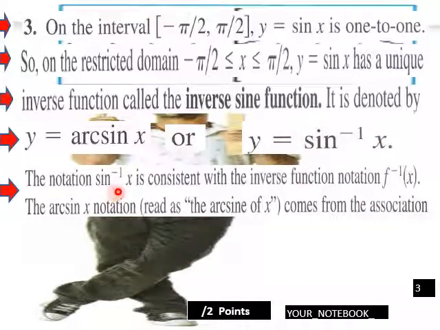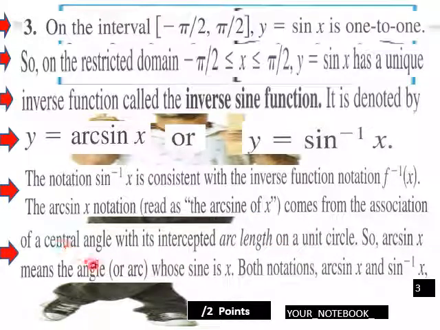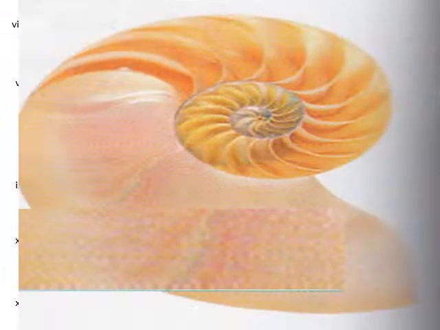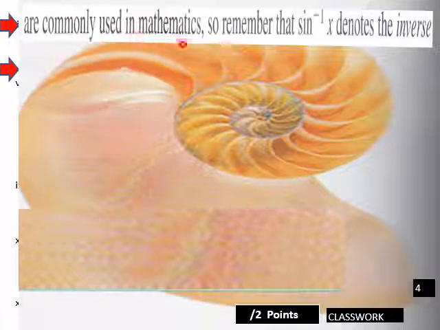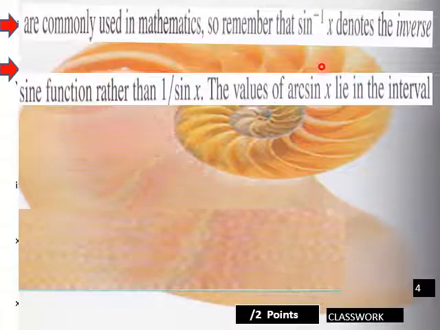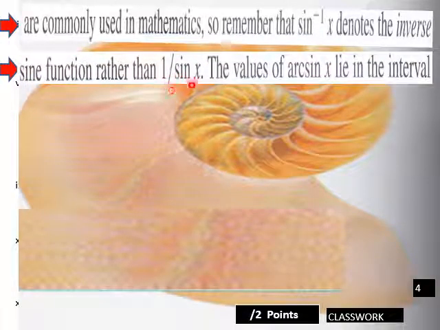The notation sine to the negative 1 of x is consistent with the inverse function notation f to the negative 1 of x. The arcsine x notation, read as the arcsine of x, comes from the association of a central angle with its intercepted arc length on a unit circle. So arcsine x means the angle or arc whose sine is x. Both notations, arcsine x and sine to the negative 1 of x, are commonly used in mathematics. So remember that sine to the negative 1 of x denotes the inverse sine function rather than 1 over sine x.